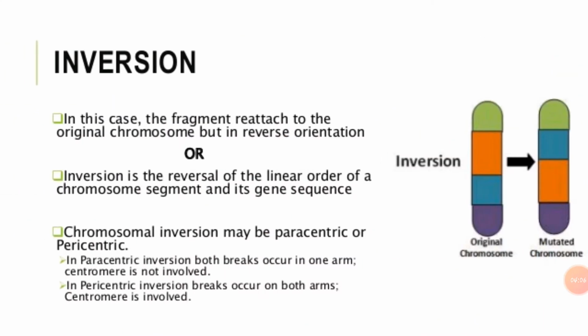There are two types of inversion: paracentric inversion and pericentric inversion. In paracentric inversion, both breaks occur in one arm. The centromere is not involved. Here both breaks occur in one arm and there is no involvement of the centromere. In pericentric inversion, breaks occur on both arms and the centromere is involved. So this is paracentric and pericentric inversion.